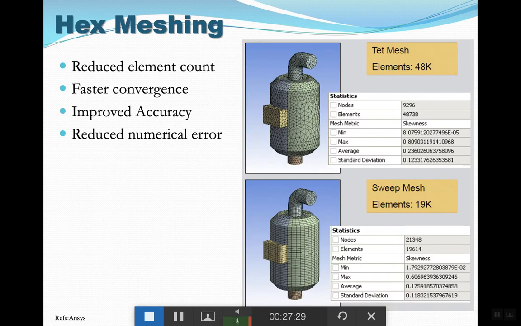You have hexahedral meshing, same as tetra. The only thing is, based on your global settings, it will create a mesh with only quad cells. One big advantage of using quad mesh compared to tet mesh is you will end up with a much smaller number of cells. You see the example here. In tet mesh, for this geometry, you have 48,000 cells, whereas the similar quad mesh has only 19,000 cells.